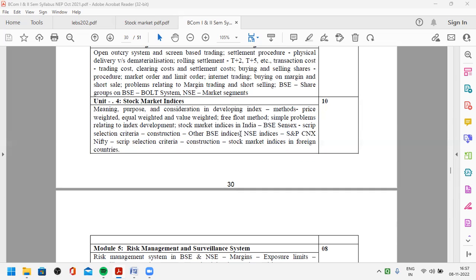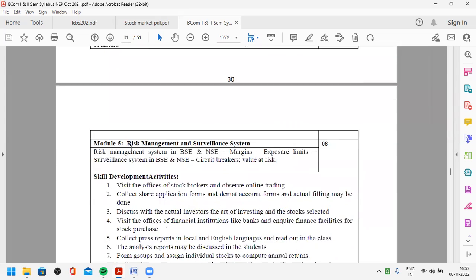There is not just the Sensex. Along with Sensex, there are a large number of sectoral indices. What other BSE indices are there, we will also learn here. And NSE indices, the NSE Nifty 50 as we call it, that is, S&P CNX Nifty, and what is the scrip selection criteria followed in NSE also, and construction, that is the calculation part, and stock market indices in foreign countries. So which are the stock market indices in foreign countries too?